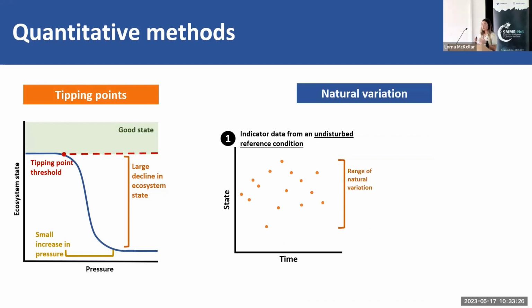The second method is quite different, called natural variation. And what this essentially looks to do is identify what the range of natural variability of an indicator would be if it was in a condition completely free of human pressures, undisturbed, unimpacted. What would its natural variability be? And then set the threshold at the lower percentile of that variability and say, well, any value below this is not representative of a good state, is not representative of the natural variability of that indicator in a good undisturbed condition.